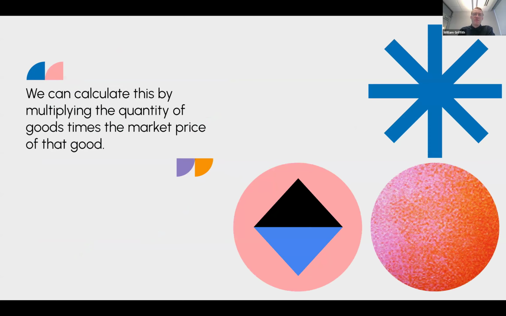So it's the value in money of all of those goods and services. We calculate this by multiplying the quantity of those goods by the market price of those goods. A good example that I've seen is if you have 10 bananas and the market price of bananas is $10, your GDP is $100 because it's the 10 bananas times the $10. You have $100 worth of value on you in that moment. Thus, you have $100 worth of GDP.